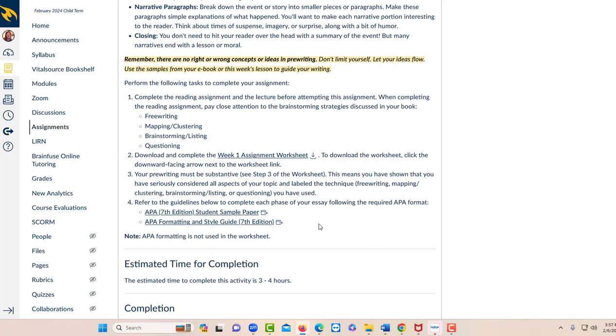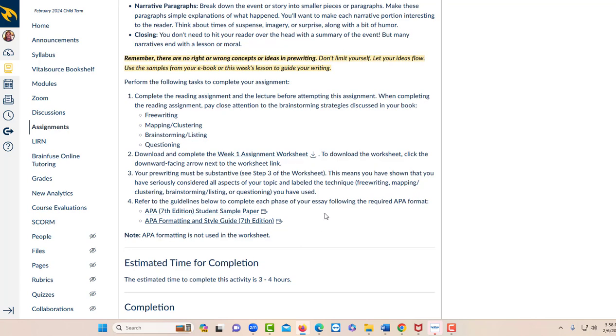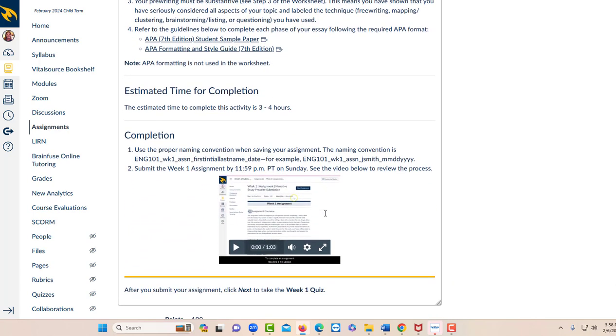Your pre-writing must be substantive. This means you have shown that you have seriously considered all aspects of your topic and labeled the technique: clustering, free writing. Refer to the guidelines below to complete each phase of your essay following the required APA format. The estimated time of completion for this activity is 3 to 4 hours.